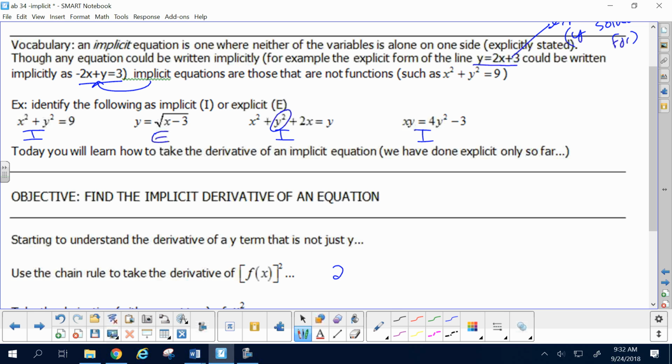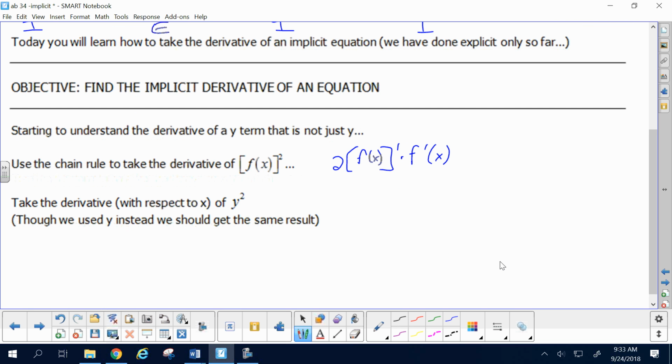2 f of x to the 1 times f prime of x. All right, perfect. Now this is why you got to do your chain rule before you do implicit. You can't take the derivative on y squared unless you understand that chain rule idea. Now imagine, instead of it being written that way, we would write it as y squared. Now that's pretty common. Y and f of x, we're often using f of x instead of y, or y instead of f of x.